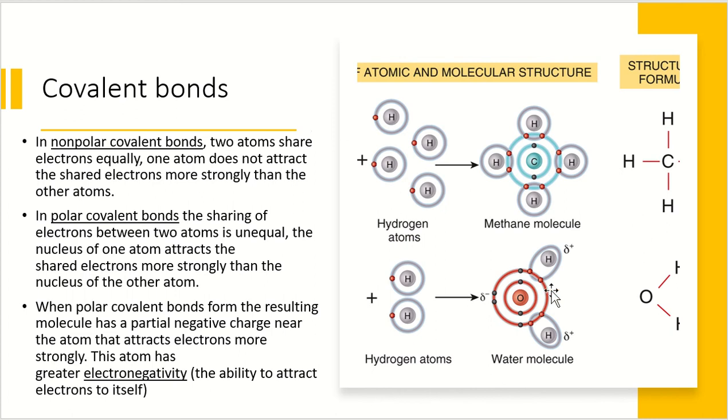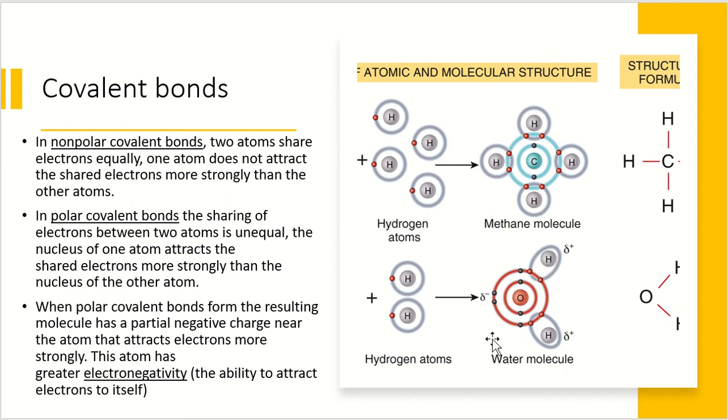A great example of this is water. This is a polar covalent bond here. Because the atom of oxygen is much bigger than the atoms of hydrogen, those electrons are going to be more attracted to spend more time around oxygen. So when a polar covalent bond forms, this results in a partial negative charge near the atom that's more strongly attracting those electrons. This atom has greater electronegativity, which is simply the ability to attract electrons to itself more strongly. So oxygen is more electronegative than hydrogen.